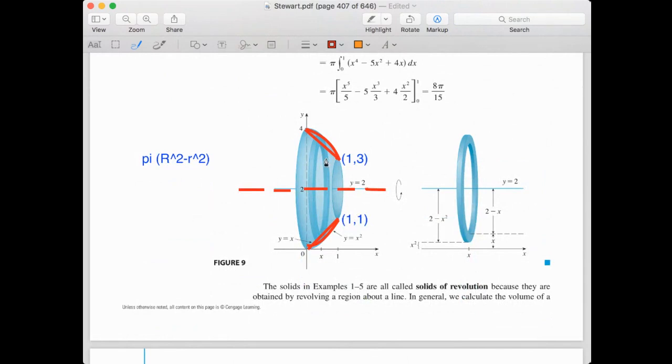Let's see this one. We're rotating over y equals 2, and we cut vertically, so we still set up our integration in the x direction, dx. We're cutting along the x-axis.